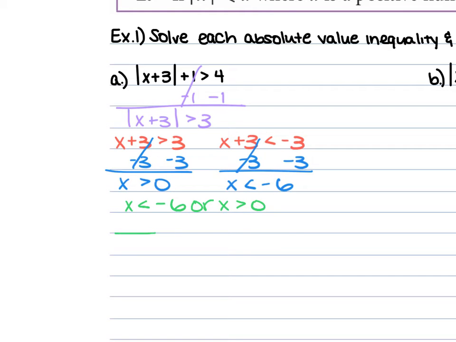And then on our number line, we're going to have -6 and 0. We are going to have open circles on both of these numbers, and our lines are going to run away from each other.